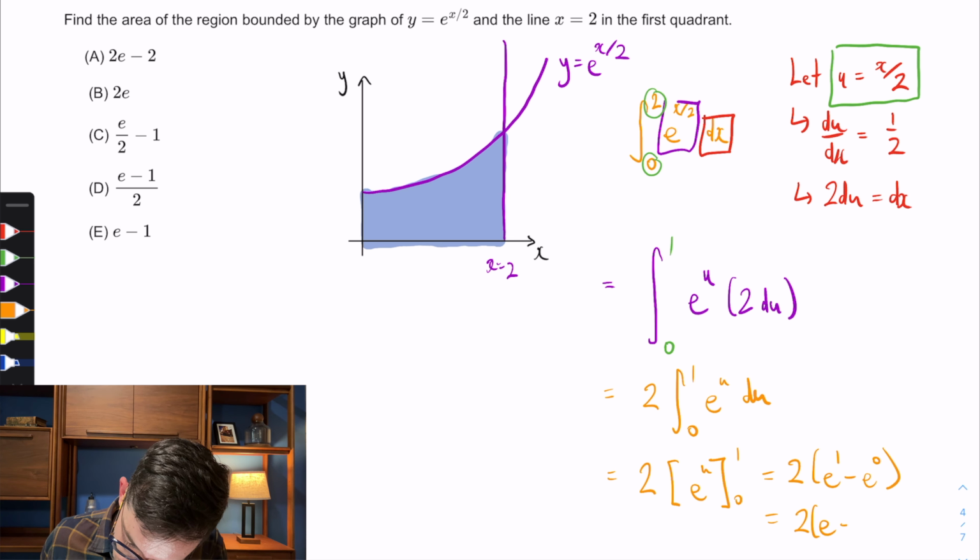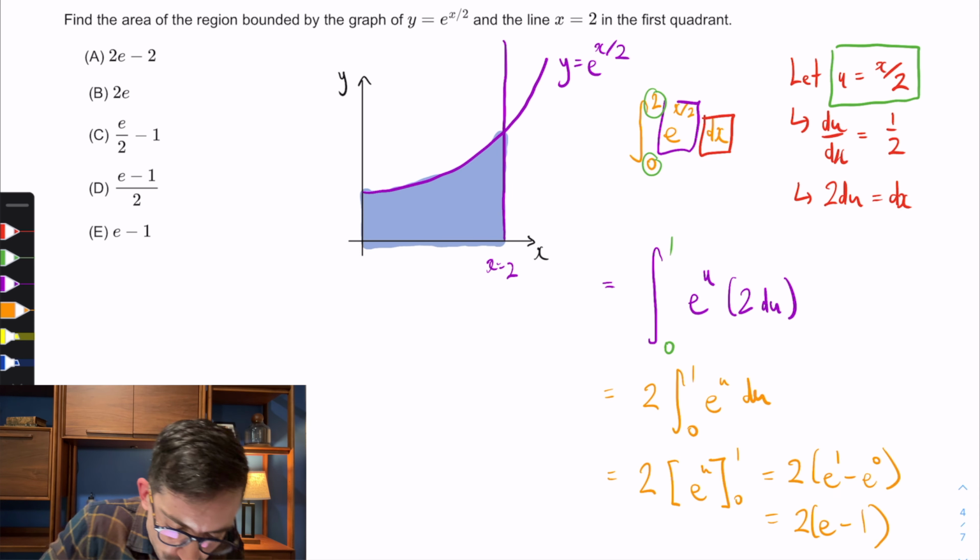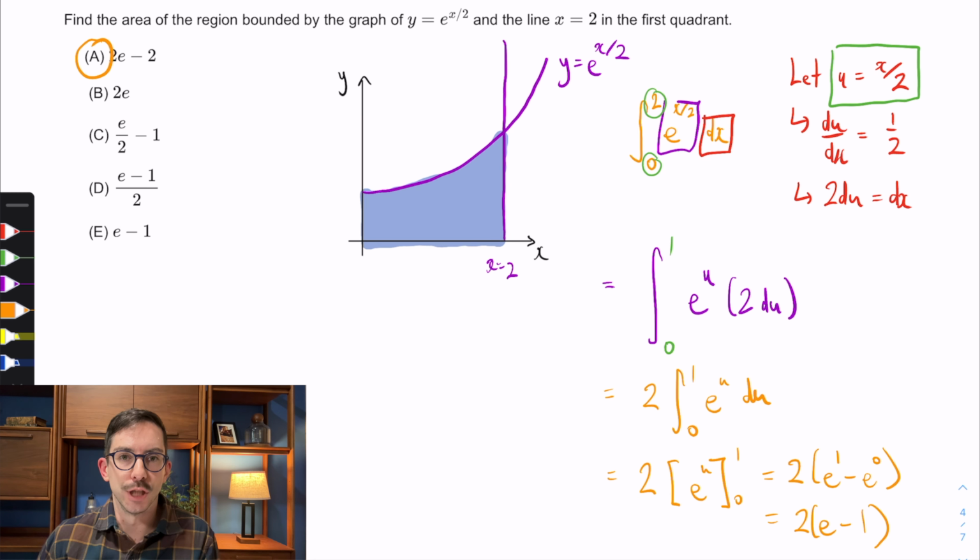So I get 2e minus 1. If I look at my answer choices, I've got it factored. They don't. It's answer choice A.